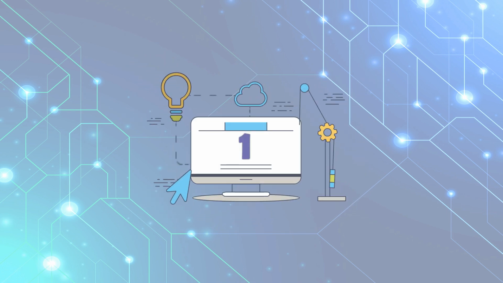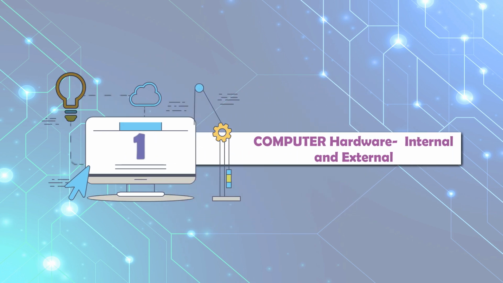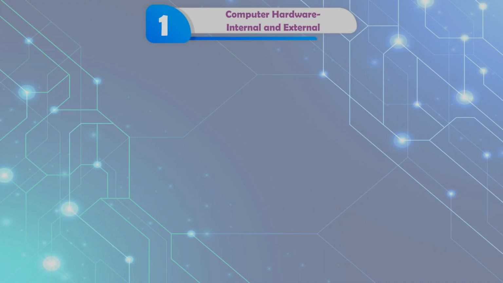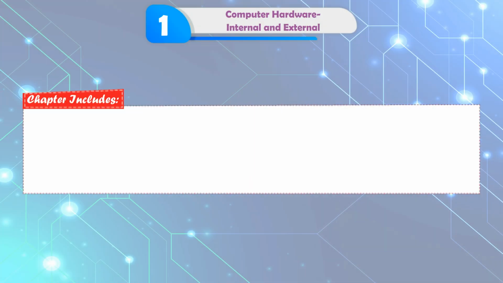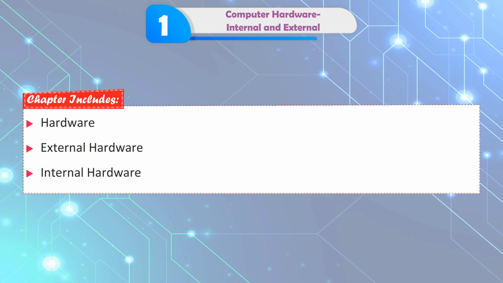Chapter 1: Computer Hardware, Internal and External. The chapter includes hardware, external hardware, internal hardware, and types of memory in a computer.